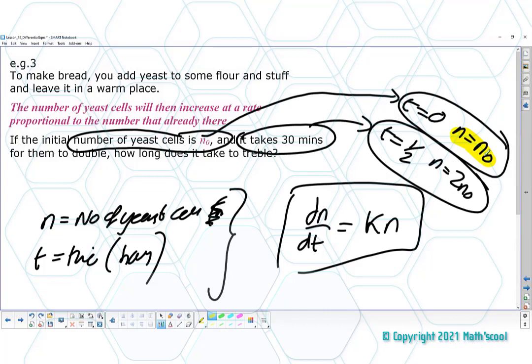Give me your final answer exactly and approximately. Give me your answer exactly and as a decimal. I want both, exact and as a decimal. Exact is nice because it's accurate, but decimal is nice because it gives you an idea of exactly how long we're talking about.